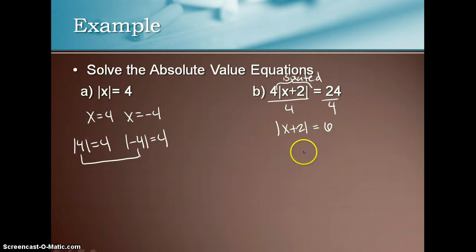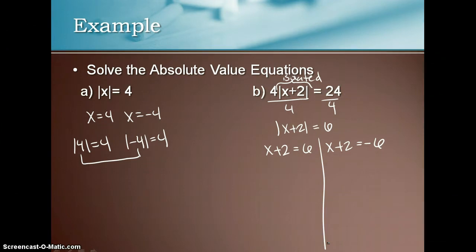The next step is to write the two equations. So you'll get x plus 2 is equal to 6, and then x plus 2 is equal to negative 6. The reason why, again, we have that negative is because the absolute value of negative 6 is positive 6.